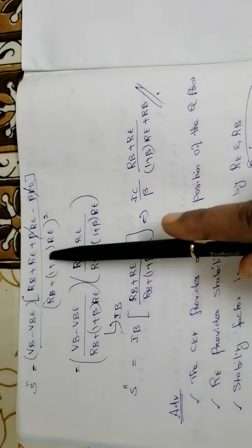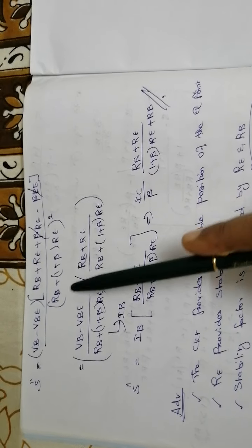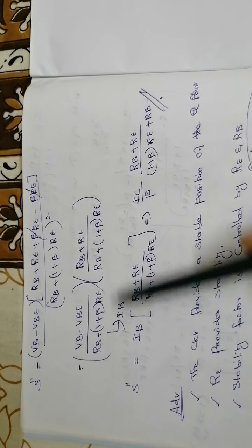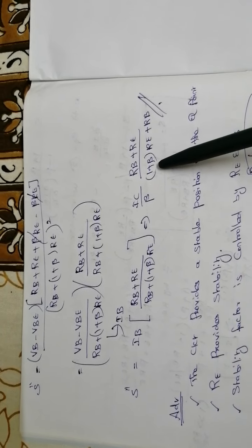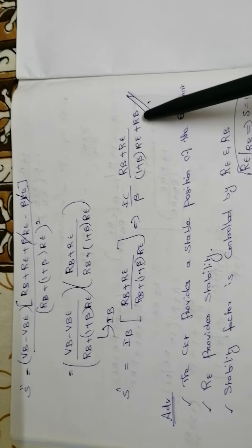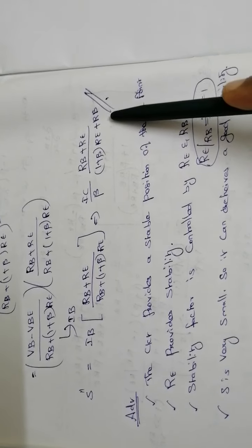Now for VB minus VBE, here we can separate the term into two terms. So this term is nothing but IB. IB is nothing but IC by beta. So IC by beta into RB plus RE divided by 1 plus beta RE plus RB. Right? So this is the S double dash.